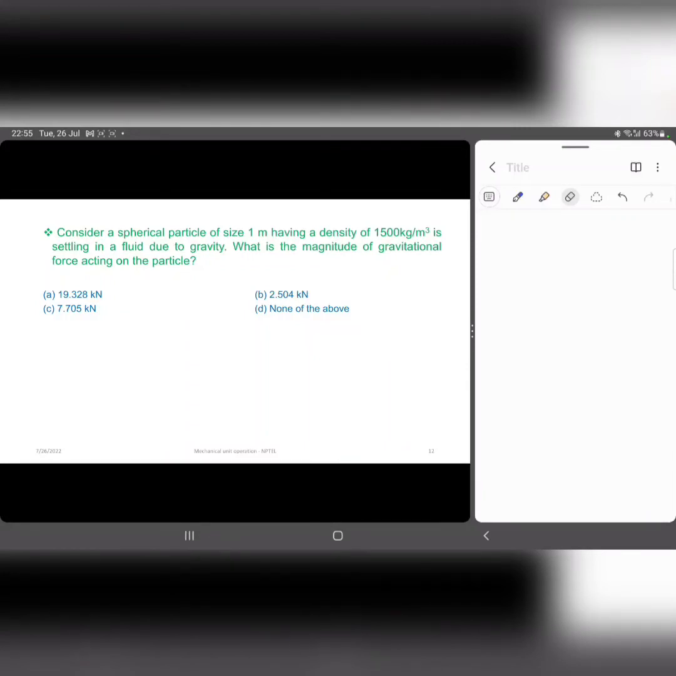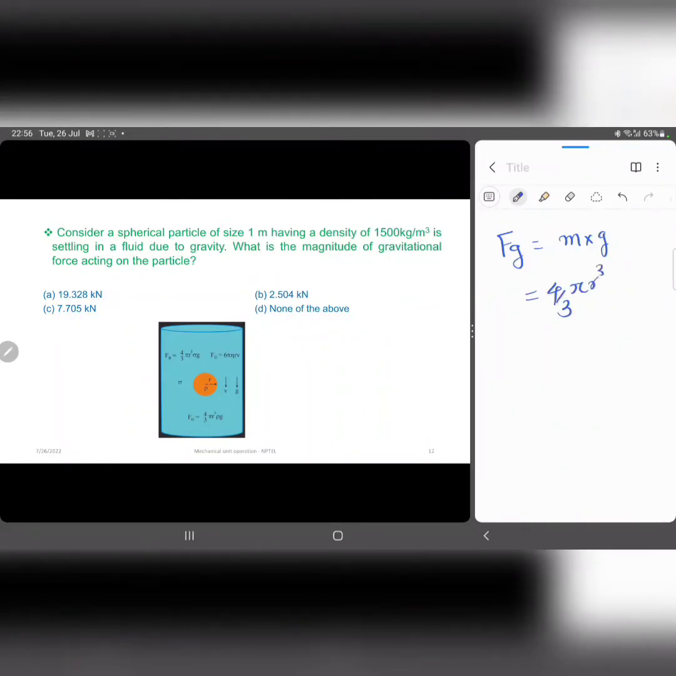Now we only need to consider the gravitational force here. Okay, so this is the same figure as we saw for gravitational force. Force of gravitation is equal to mass into gravitational constant. The mass is again volume, 4/3 pi r cube, into density. So this is the mass and this is g. Everything, I think, will be given. For 1 meter diameter, d is equal to 1 meter, so r is equal to 0.5 meter.